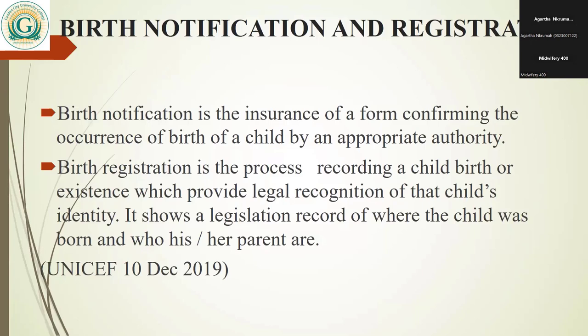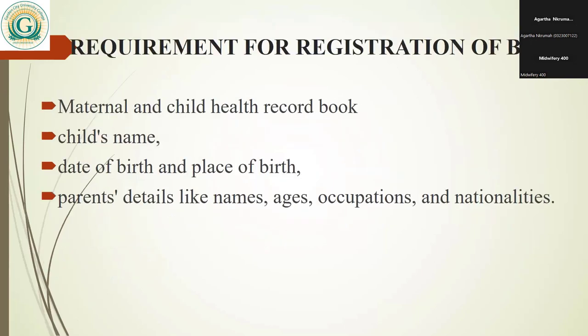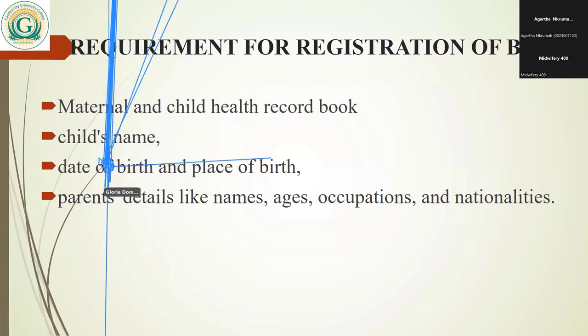Please, the next one. Requirements for registration of birth. What do we need to register a child when the child is born? The maternal and child health record book, as I said earlier, where we put this information in the mother's maternal record book. Then the child's name. Normally, when a child is born, some parents are able to give you the names, others are unable. So normally, we use the mother's name, baby Akosua Menu. With the introduction of the LIMBS, now we have a column where we put all this birth information, and it will even give the newborn a number. The newborn will get a number on the LIMBS.